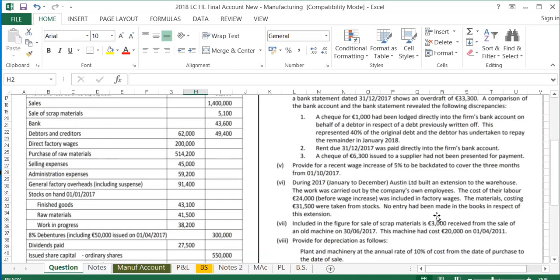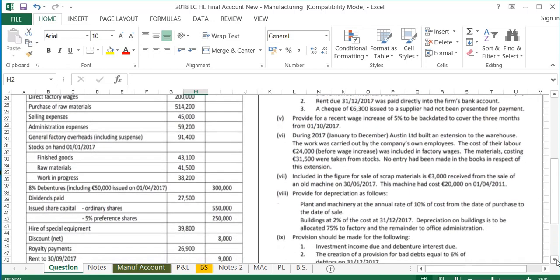Note 8. Provide for depreciation as follows. The plant and machinery at a rate of 10% of cost, we've done that. Buildings at 2% of cost. Depreciation on buildings is to be allocated 75% to factory, which will go in the manufacturing account, and the remainder, the other 25%, to office administration, which will go into P&L.